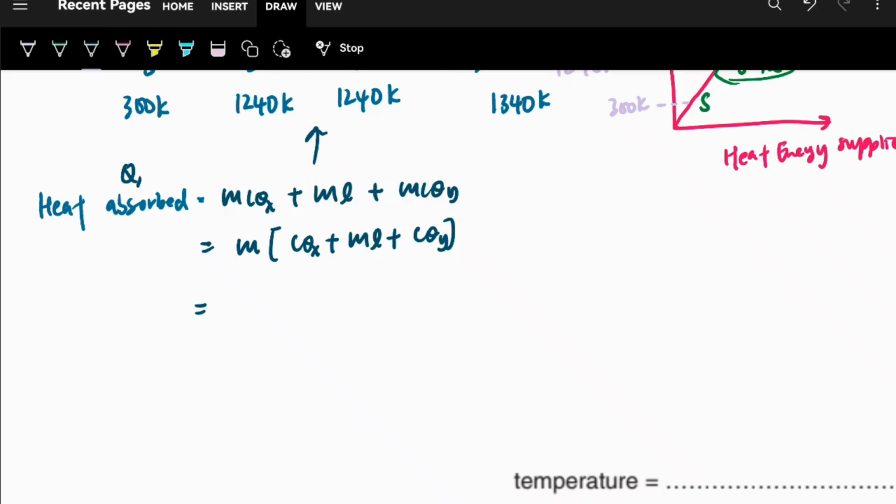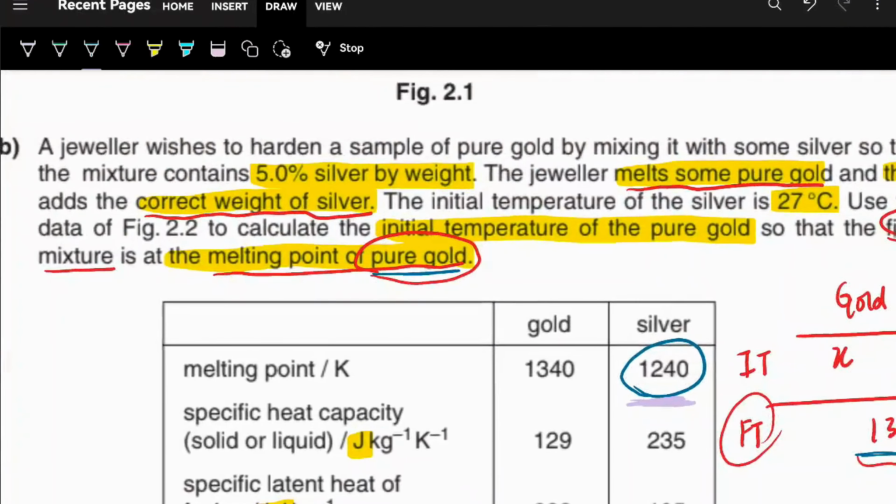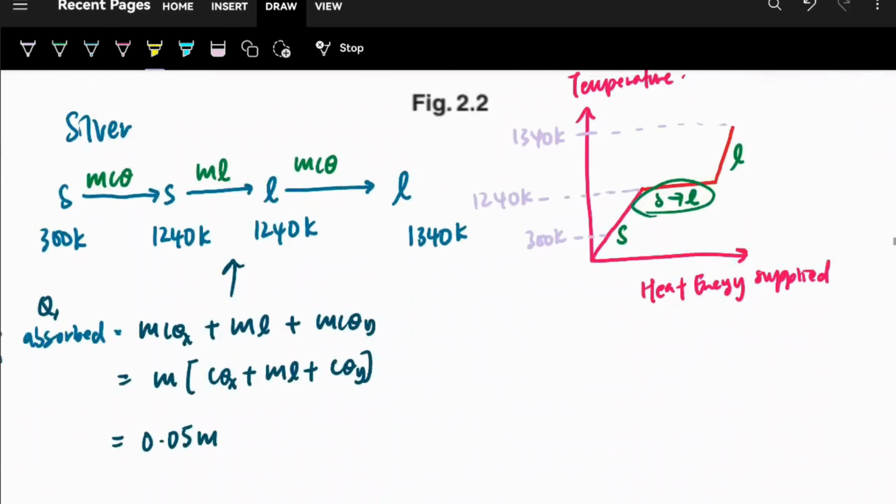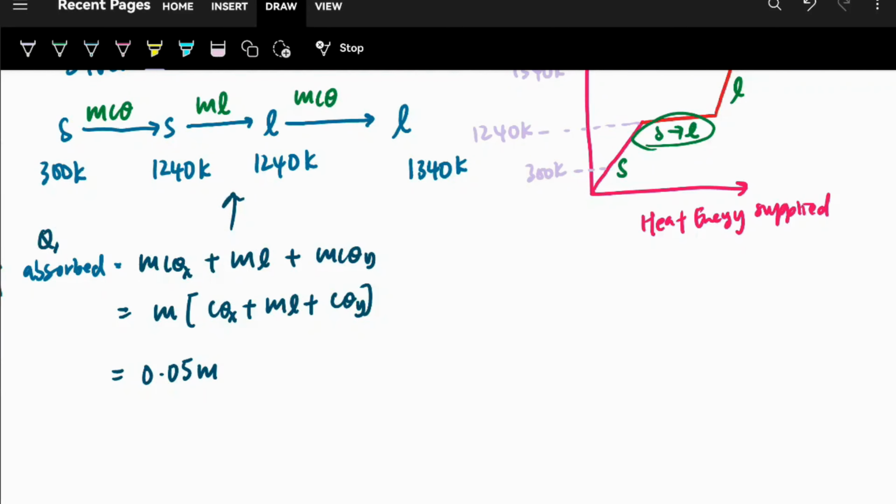So what is our mass? Our mass is actually 0.05 m. Why? Because in the question, they did say 5% silver by weight. So we know W is equal to mg, and of course W is proportional to m. Therefore, if it's 5% of silver by weight, it should also be 5% of silver by mass. But we don't know the actual value of the mass, so we're going to denote that as m. So it is 0.05 m.